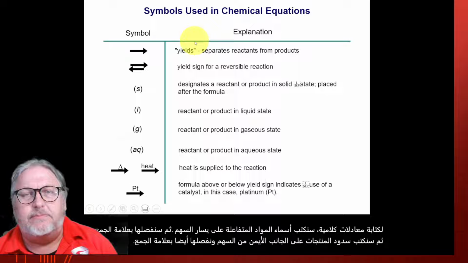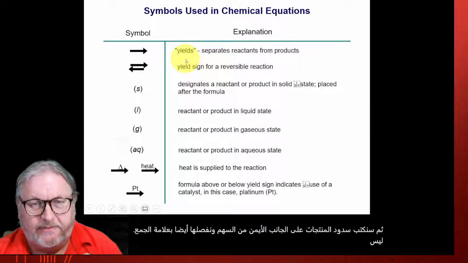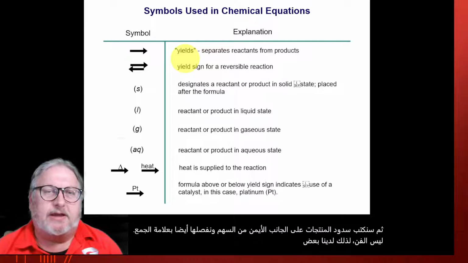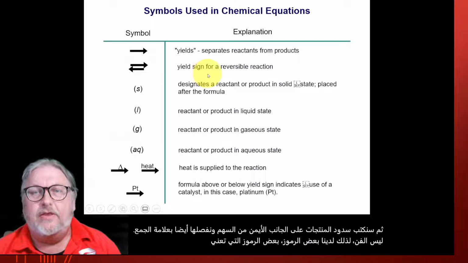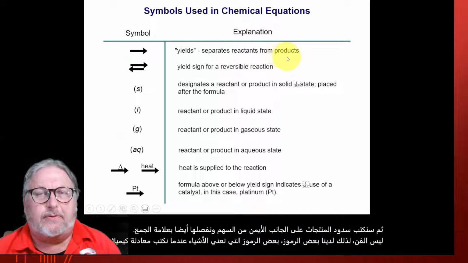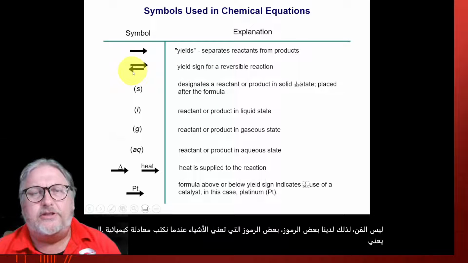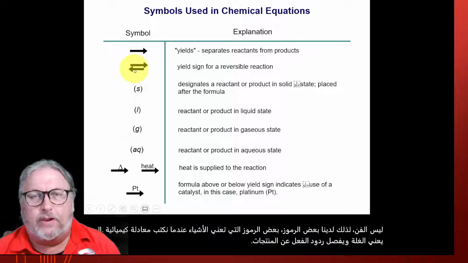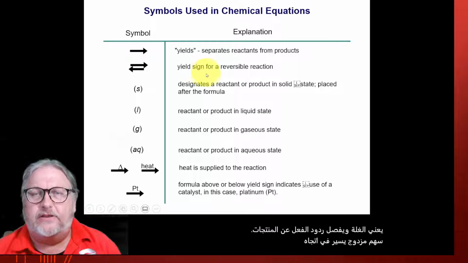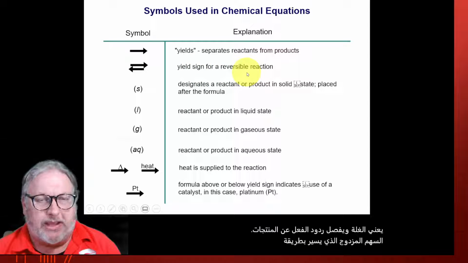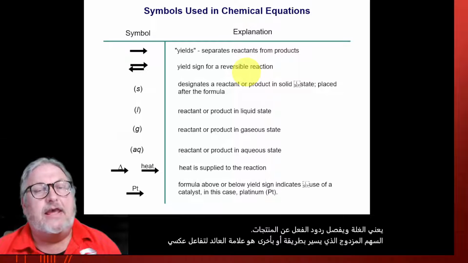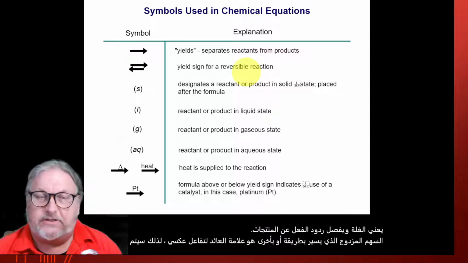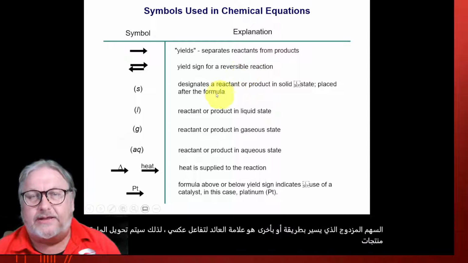So we have some symbols that mean things when we write a chemical equation. The arrow means yields, and it separates the reactants from the products. A double arrow going one way or the other is the yield sign for a reversible reaction. So the reactants will be converted into products, and at the same time, the products are converted back into the reactants.